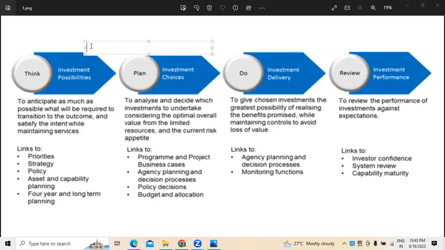The first one is investment possibilities. The second one is called investment choices. The third one is called investment delivery. And the fourth one is called investment performance. Again, I'm repeating: investment possibilities is the first one, investment choices is the second one, investment delivery is the third one, followed by the performance.